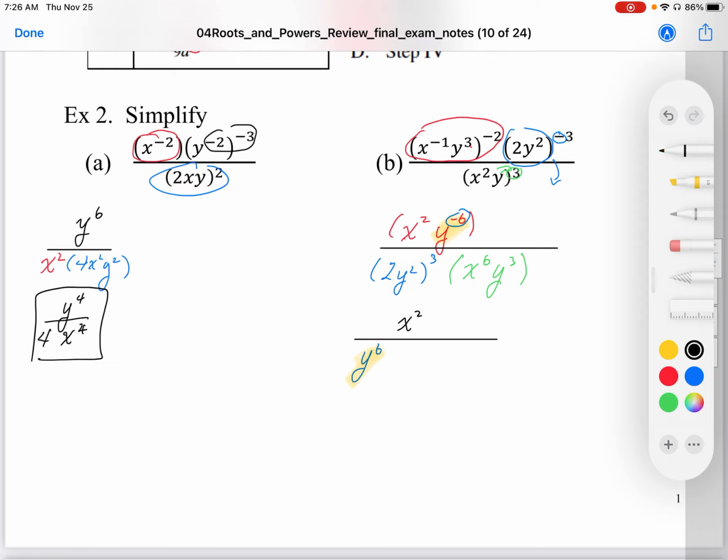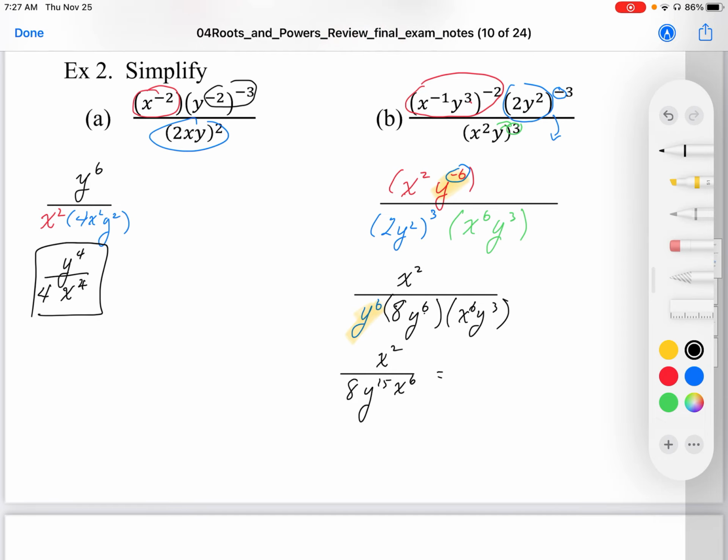I'm going to apply the power into the bracket, so I have 2 to the power 3, which is 8. y to the power 2 to the power 3, power to power we multiply. And then I have x^6 y cubed. So I'm going to work out the denominator first, and then I'm going to cancel out the common x's. So x squared over 8, I count up all those y's, 6, 12, 15, and then x to the power 6.